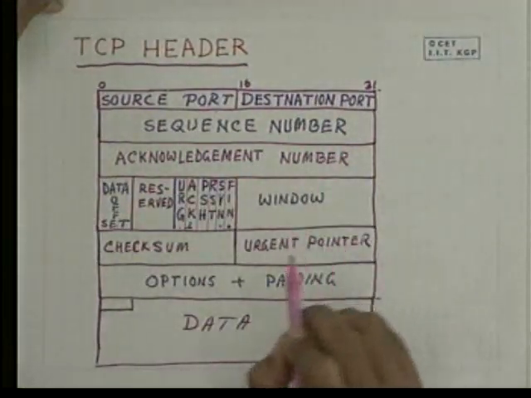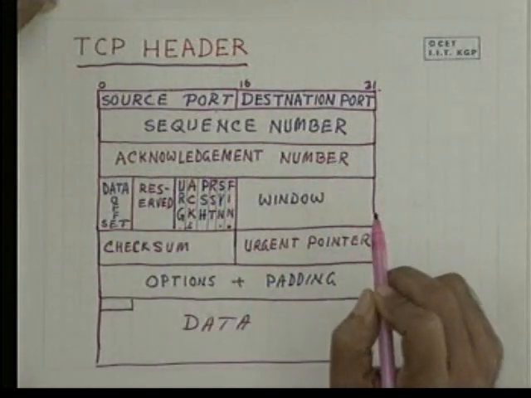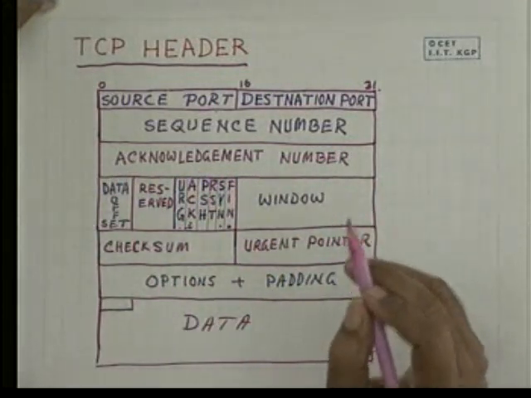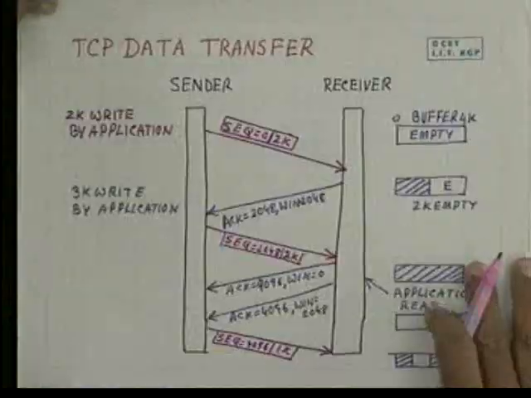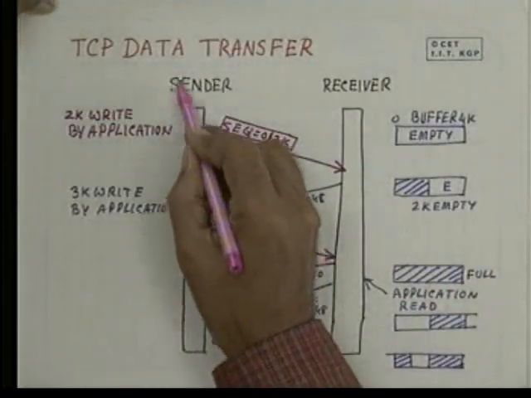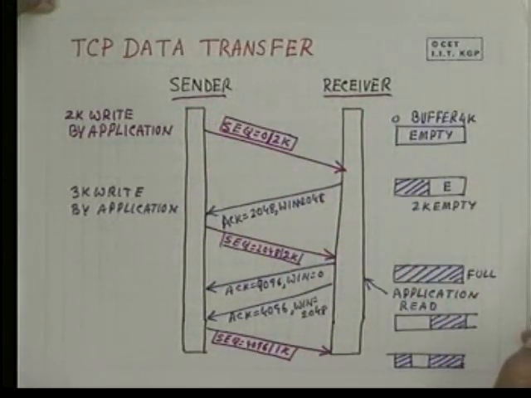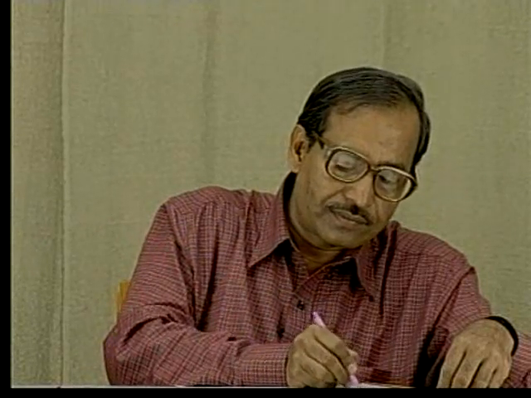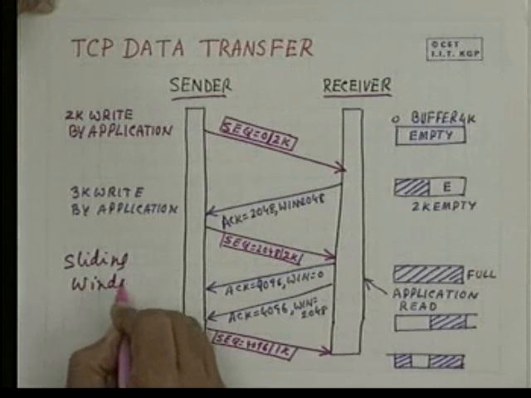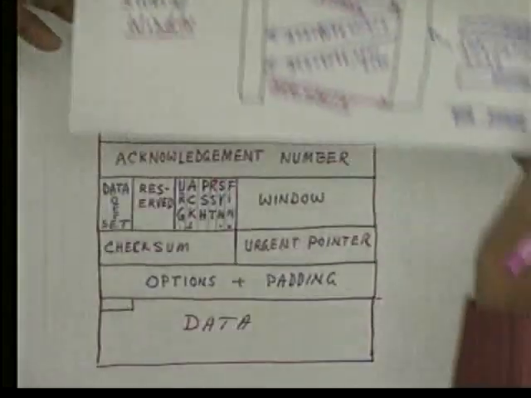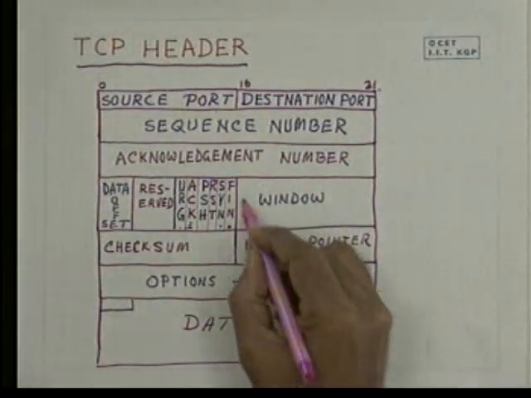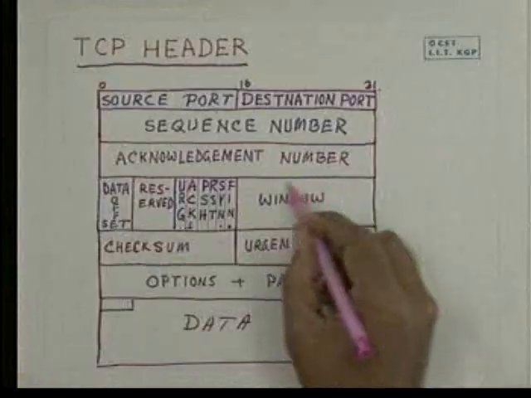And what about the acknowledgement number? To understand what is being done by the acknowledgement number, let us see how the data transfer is being done. Here you have your sender, and here is a receiver, and TCP performs flow control by the sliding window protocol. The window size is given here: there is a 16-bit window size, and that is given as part of the header.